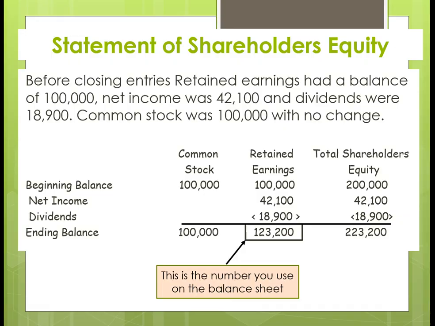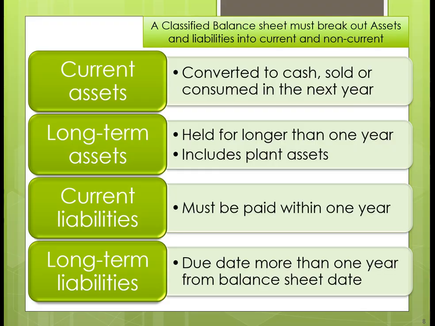Okay, when we do the balance sheet, we must break it down between current assets, converted to cash, sold, or consumed in the next year or the operating cycle, whichever is shorter. Long-term assets, held for longer than 1 year, include plant assets. And the same, we have current liabilities and then non-current or long-term liabilities. So now we're going to go back to our adjusted trial balance.